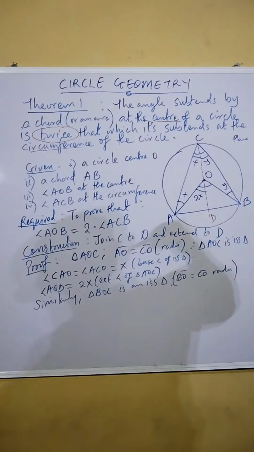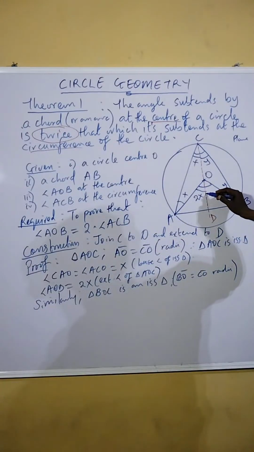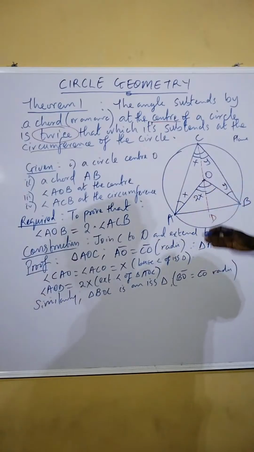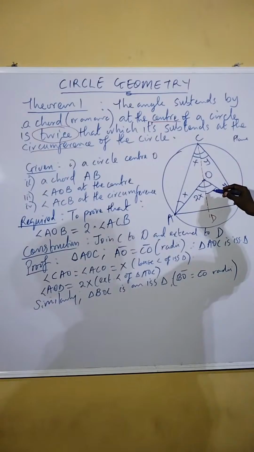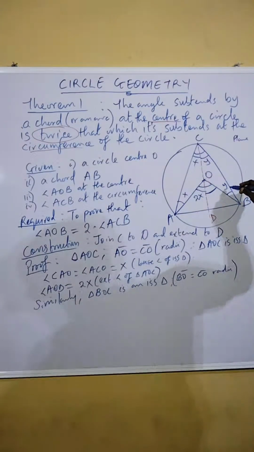And in the same way, this side is extended. This side is common to the two triangles. And this angle here, which is an exterior angle, equals the sum of the two opposite interior angles. So this is 2y.